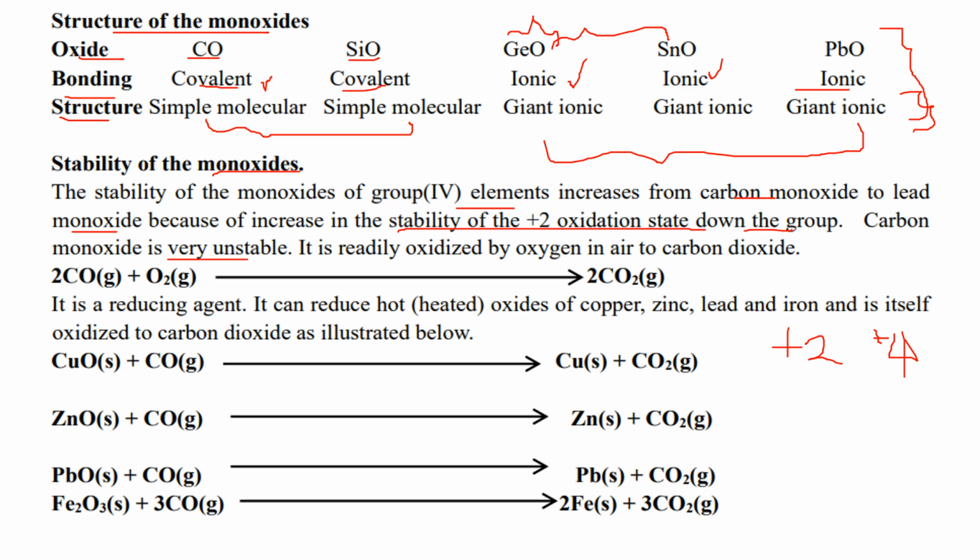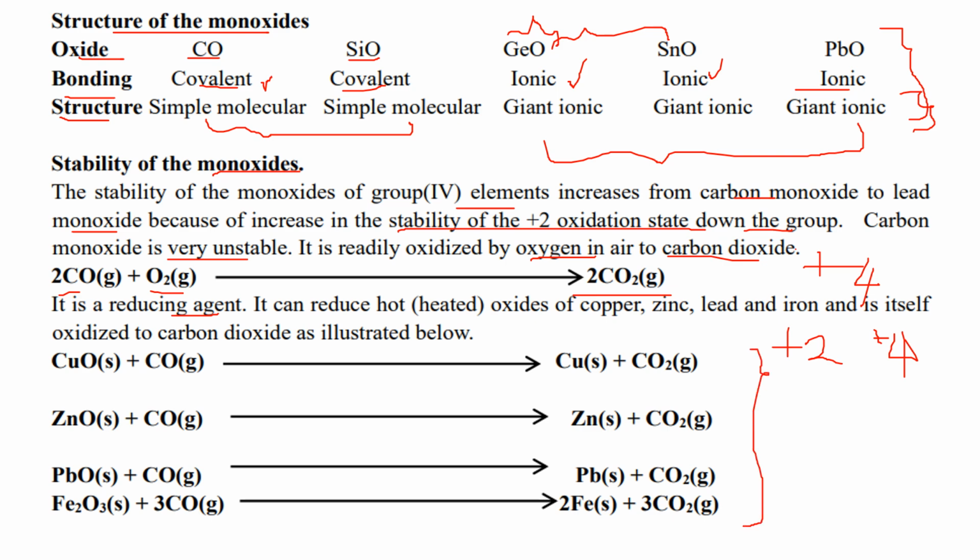And since it's very unstable, that means that it's going to be readily oxidized by oxygen in air at room temperature to form carbon dioxide, because that's the oxidation state in which carbon is most stable. So carbon monoxide readily reacts with oxygen present in air even at room temperature to form carbon dioxide gas. Now we are saying that here, carbon monoxide is also a reducing agent, and we are going to be looking at this more often under extraction.